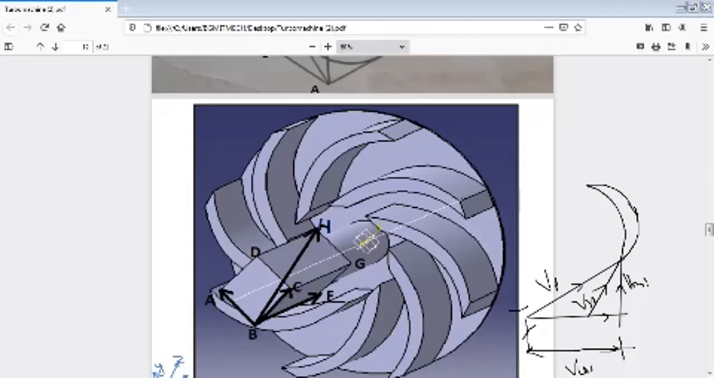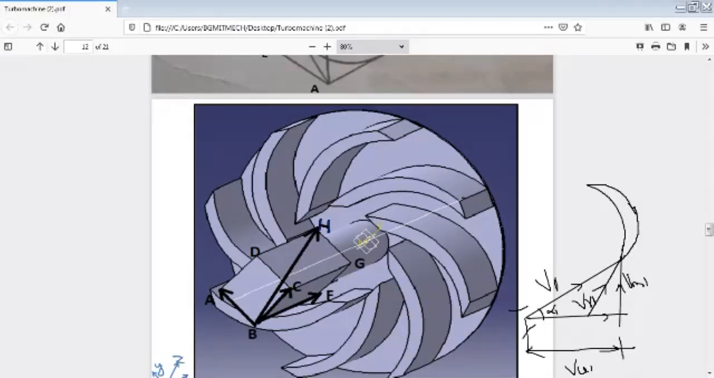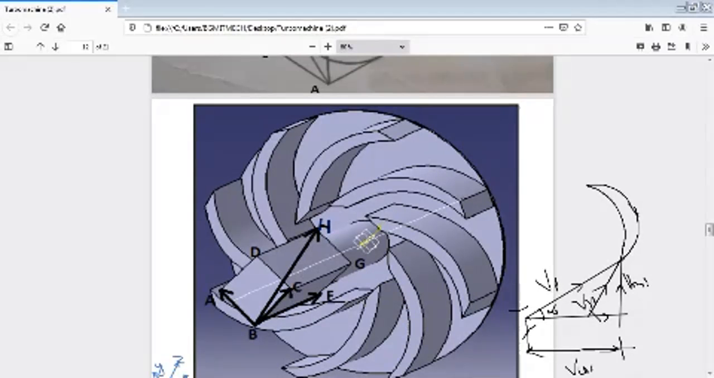that is the VR1, and the angles here: V1 makes the angle alpha 1, and VR1, the angle made with the VR1, that is beta 1.